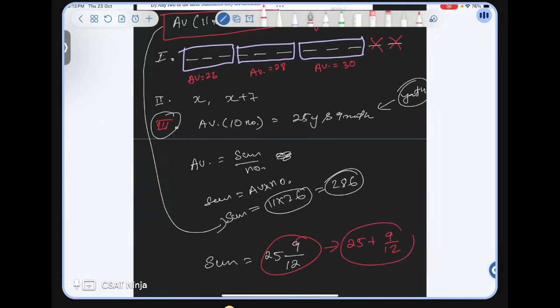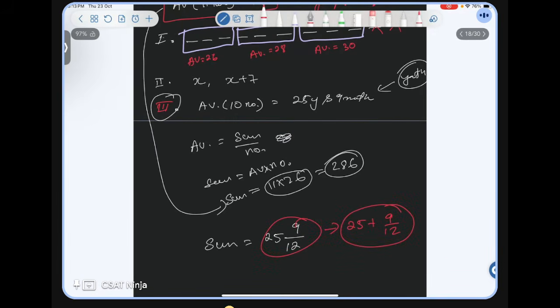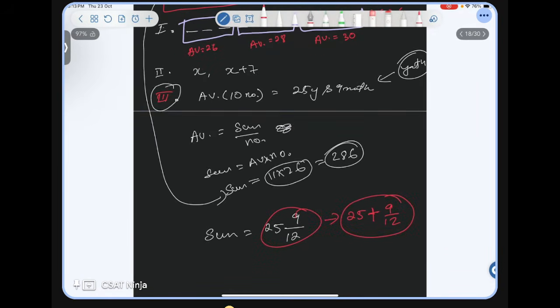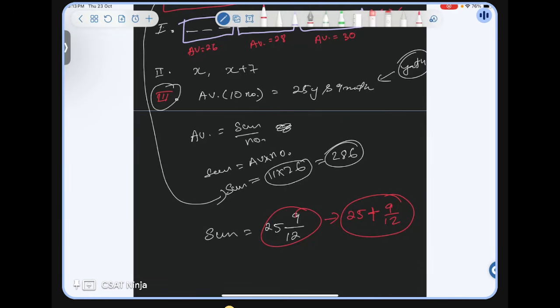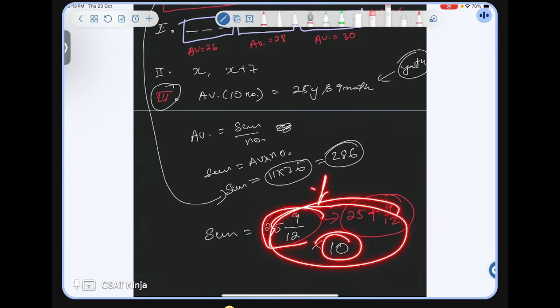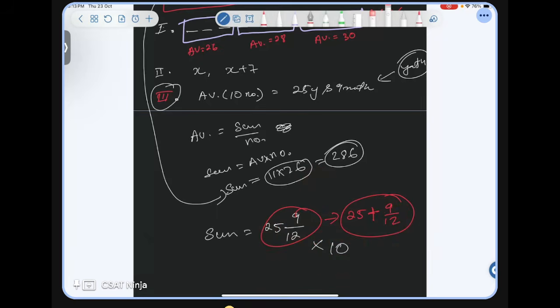But I always tell you, if you have a term like this, it is similar to a mixed fraction. So if you want to find the sum, you have the average into the number of people. How many people? 10 people. So this is the total sum of the ages excluding the youngest player. And the sum including the youngest player is the other one. So if I subtract these two, can I get the value of the youngest player?